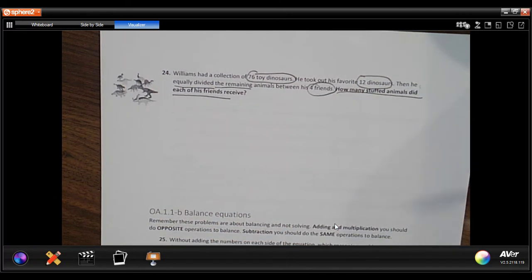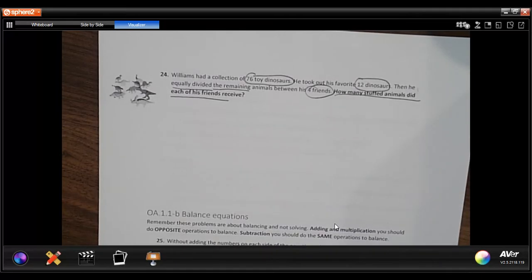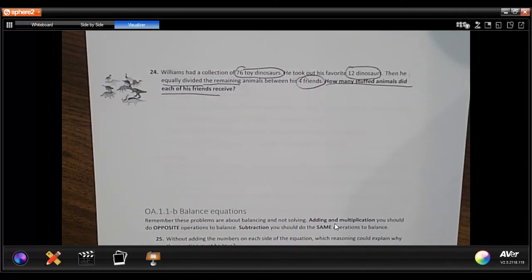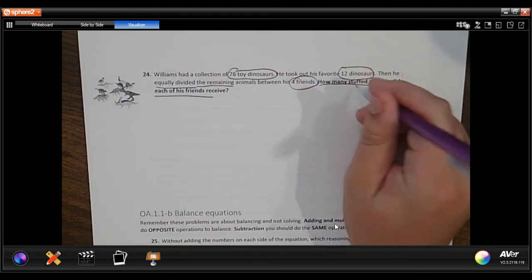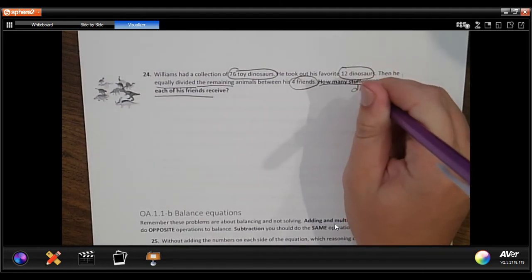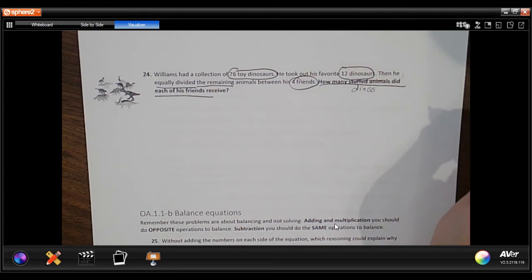So my first question I'm going to ask myself is, what do I know about this problem? I know that my friend Williams had 76 dinosaurs. He wanted to keep some for himself, and then he wanted to divide the rest between his 4 friends. What I'm trying to find out is how many, this should say dinosaurs, did each of his friends receive?